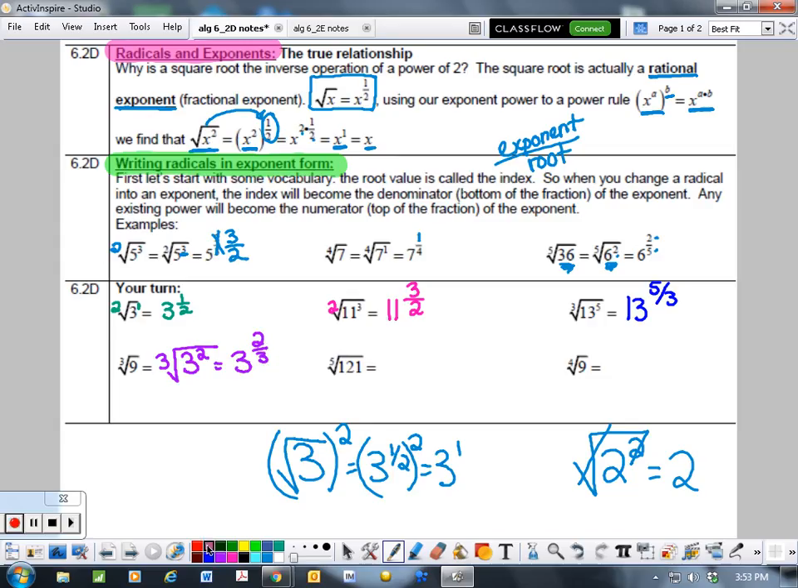And then we have the fifth root of 121. So this is really the fifth root of 11 squared. So this becomes 11 to the 2/5 power.